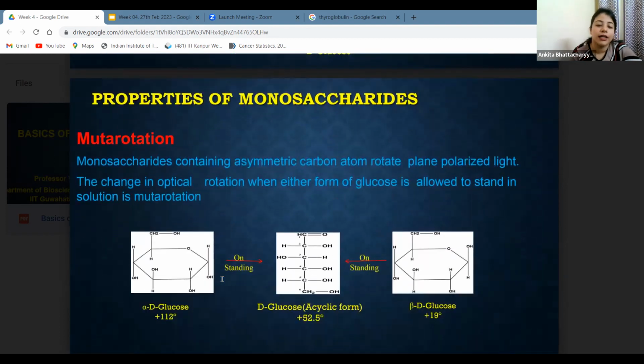Next, we are looking at mutarotation, yet another property. Mutarotation looks at monosaccharides that contain an asymmetric carbon atom and are able to rotate plane polarized light. When you talk about glucose, if you just let glucose stand in solution, you will see that there is a change in optical rotation. So we have alpha D glucose and we have beta D glucose.